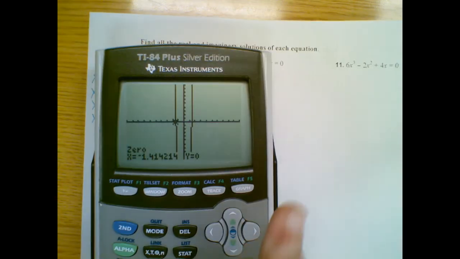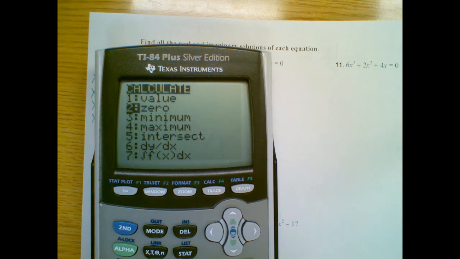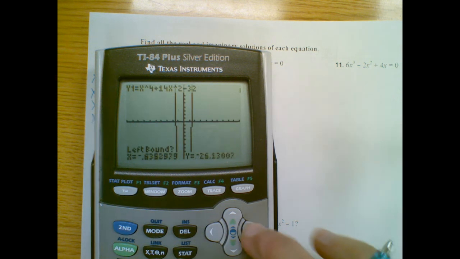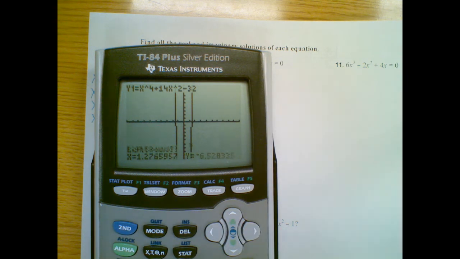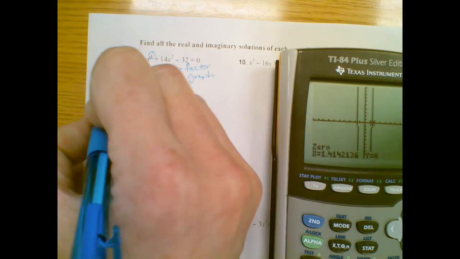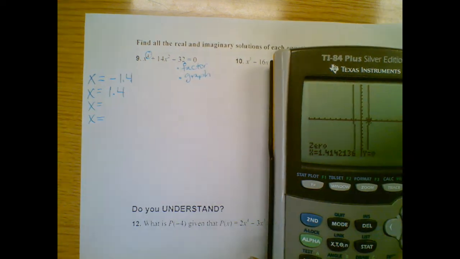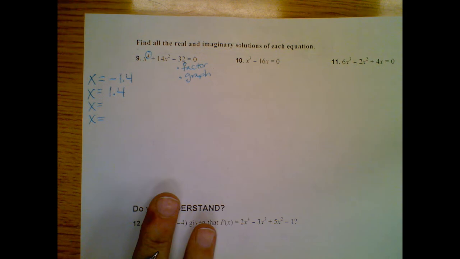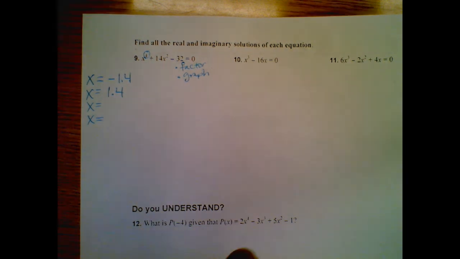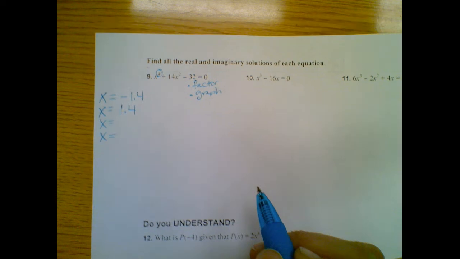So then I'm going to go second trace, 0. Then I'm going to go over here. And I go to the left of it, click enter, go to the right, click enter, enter, I get positive 1.4. So like I was saying, if you can at least get the 2 real ones for this problem, you'd get some partial credit. If we keep going, now we're going to have to factor it.